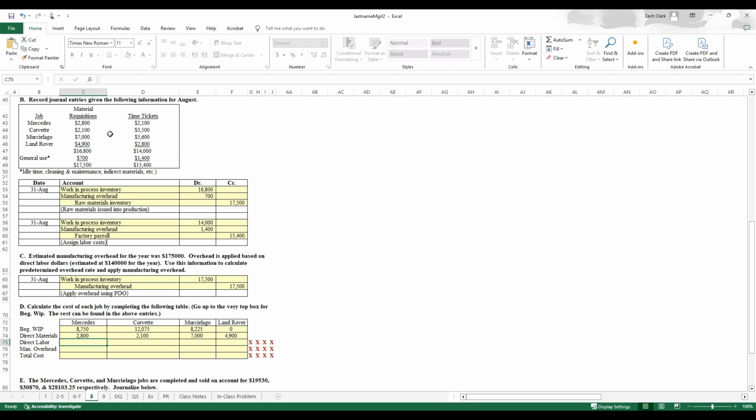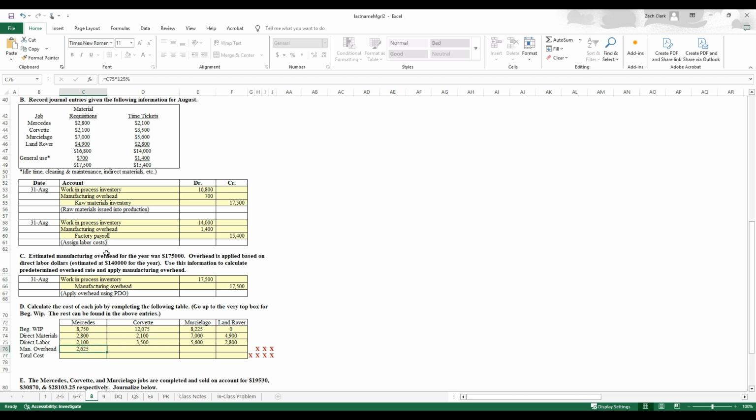Okay, and then direct labor, we can come over here again and say, just pulling these off the time ticket. So 2,100, 3,500, 5,600, 2,800. And now here's where we need to calculate using our predetermined overhead rate, right? So then I think, what do we have? 125%, I believe. So we need to take our direct labor times multiplied by 125. I'll just do that way. Yeah, that was the right answer there.